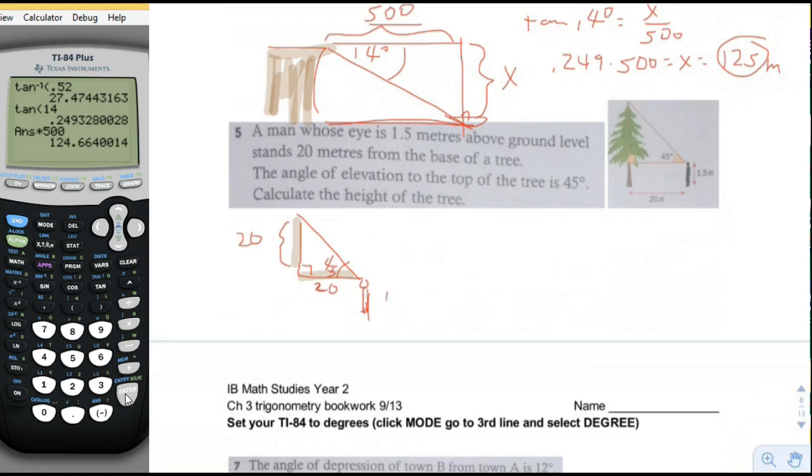Well, the guy is 1.5 meters tall, right? So since his eyes are 1.5 meters off the ground, all you need to do is add 1.5 meters to your estimate. So instead of 20 meters, it's going to be 20 plus 1.5 meters, and it's going to be 21.5 meters. Okay? And that's it for today.